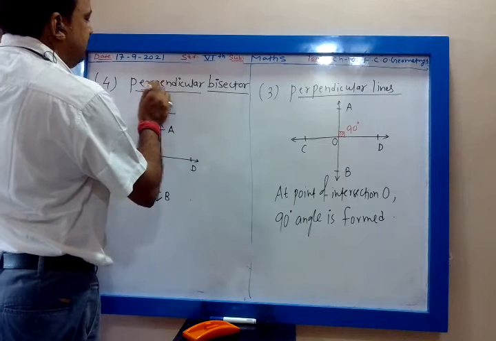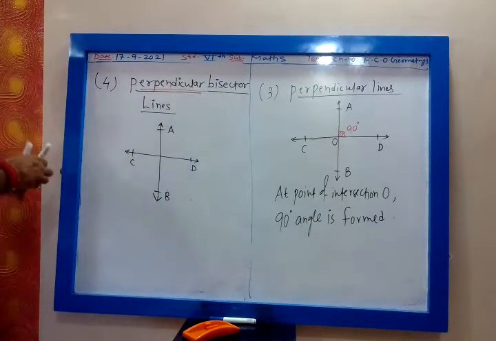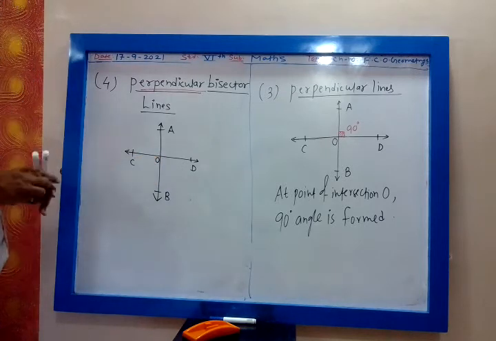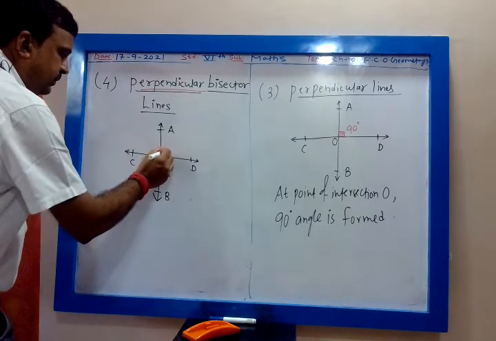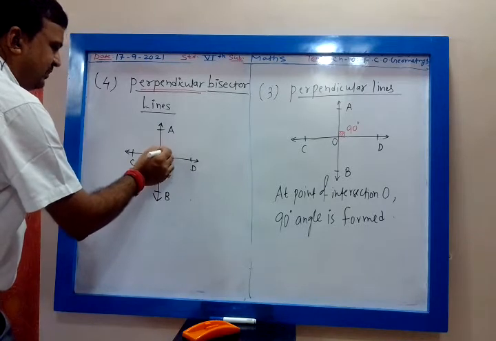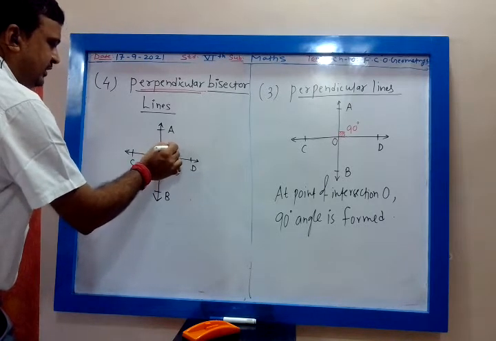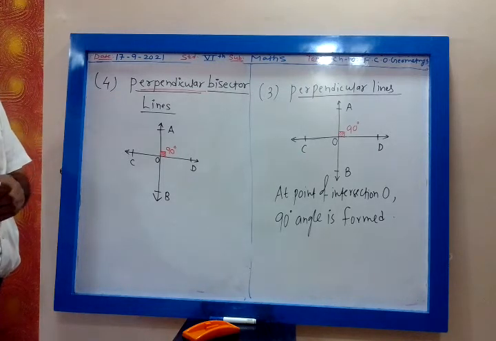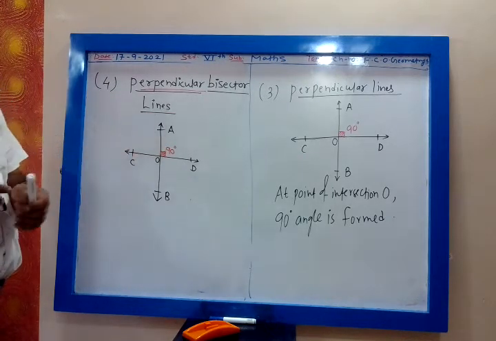So first of all it is perpendicular. So at the point of intersection O, a 90-degree angle is formed. It is clear, my dear. At the point of intersection a 90-degree angle is formed. So it is a perpendicular line.